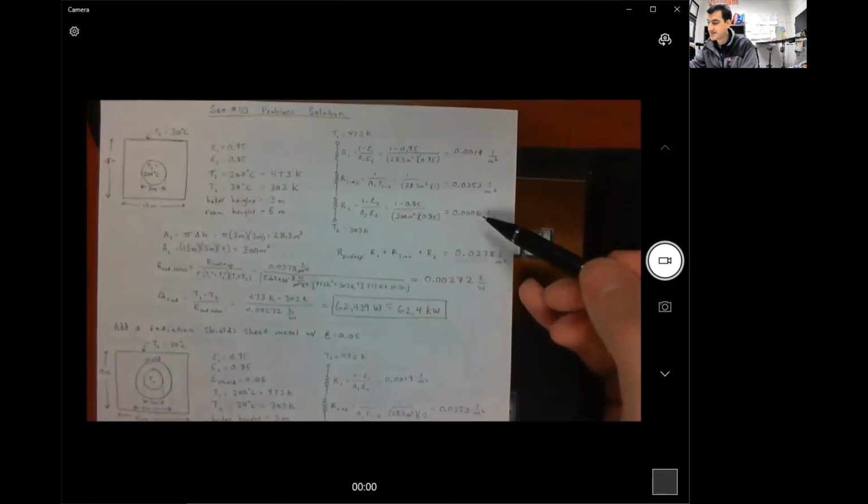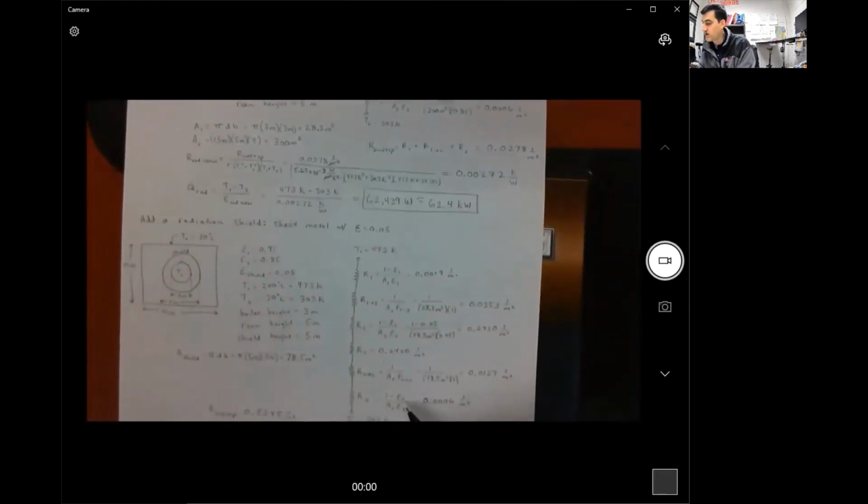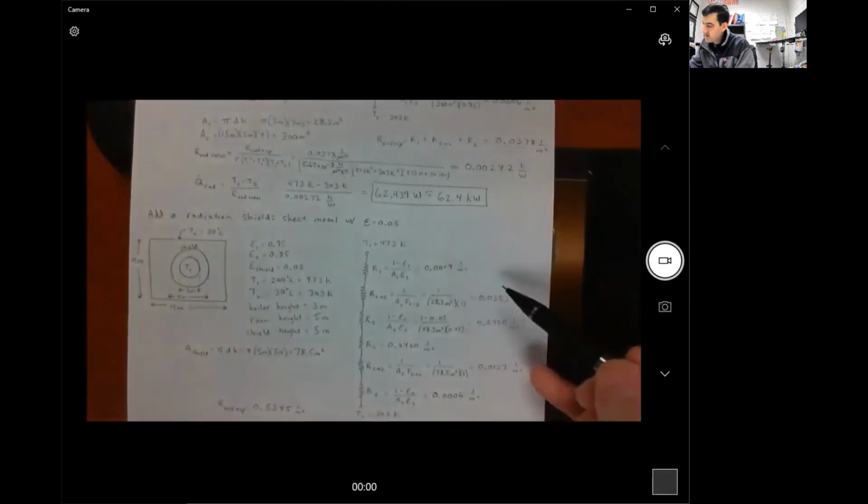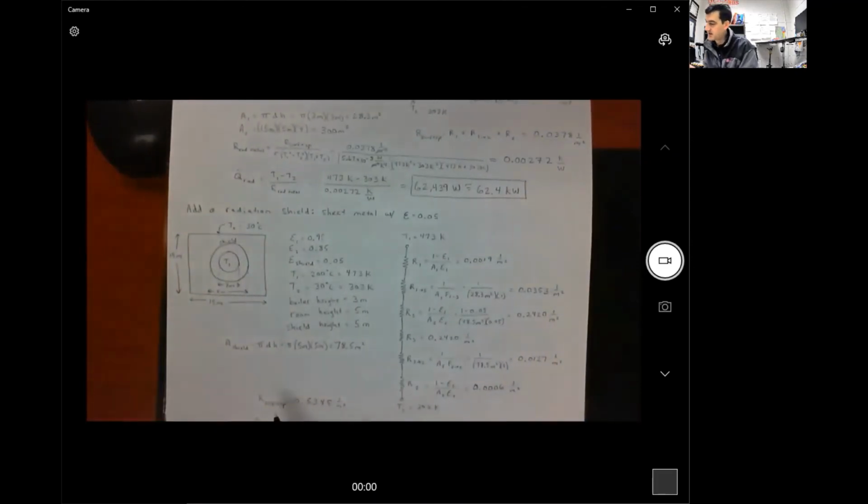And finally, we have our surface resistance of the walls of the room, and that's going to be the same as we had up here because the dimensions and the emissivity of the room walls have not changed. So it's 1 minus 0.85 divided by 300 meters squared times 0.85, which gives us 0.0006 1/meter squared. So then we add all these numbers up to get our surface plus space resistance, and you'll see that that is 0.5345 1/meter squared.